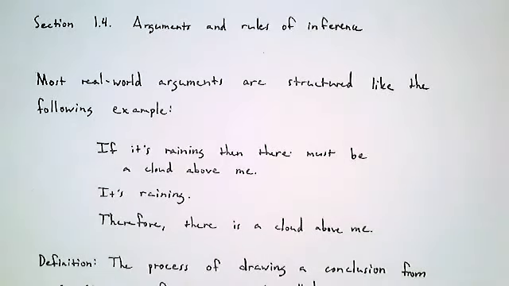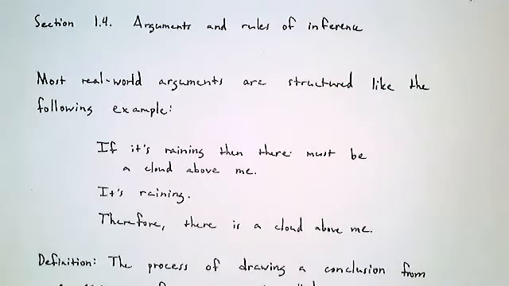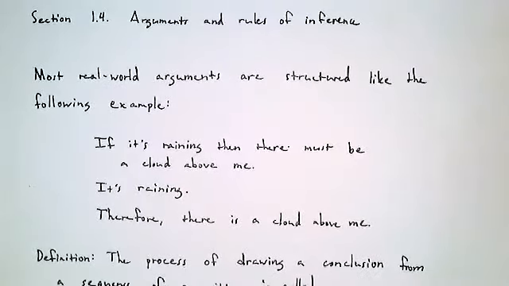So now we're going to start section 1.4, and this is about arguments and what are called rules of inference. I think the last few sections have felt very abstract, and maybe it wasn't entirely clear how this abstract idea of logic relates back to arguments and everyday kinds of logic. So that's what we're going to be talking about in this section: how the formal logic relates to arguments that you might make.